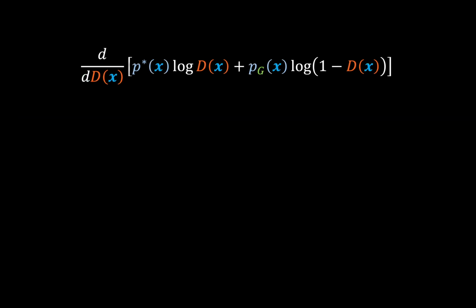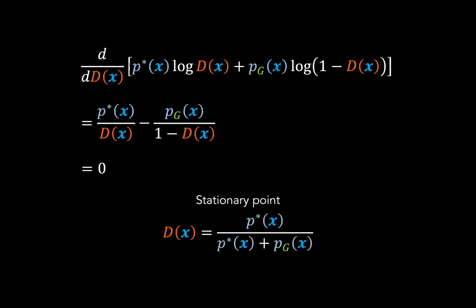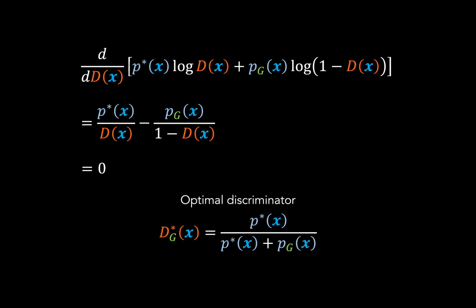So as a first step to find the maximum, we just take the derivative of this expression with respect to D of x, and here we're just treating P star and PG as constants. Then once we have our result, we can equate it to 0 to find a stationary point. And if we work through the algebra, we'll find that the stationary point looks like this. And it turns out that the second derivative here is also negative, so we know that it's a maximum point, which is therefore an expression for our optimal discriminator D star, given any generator G.